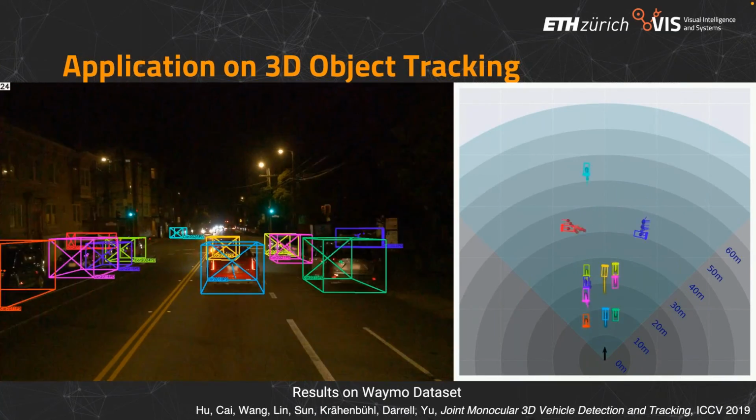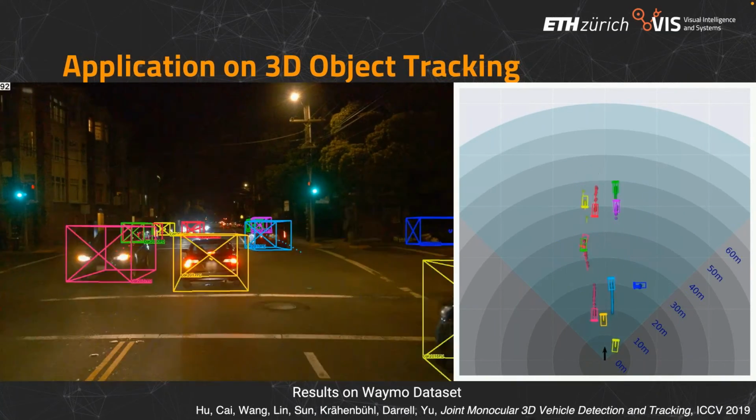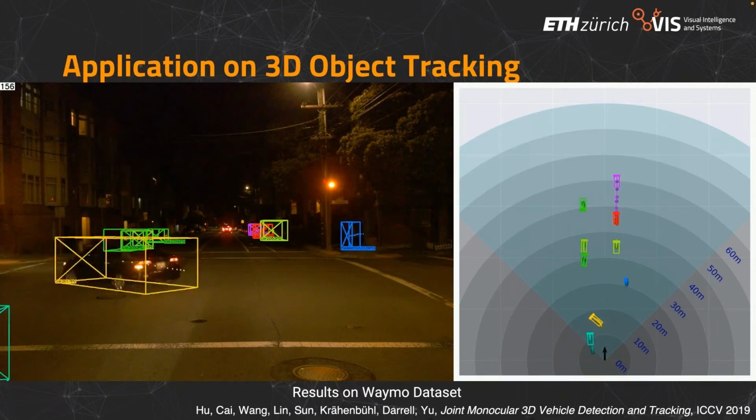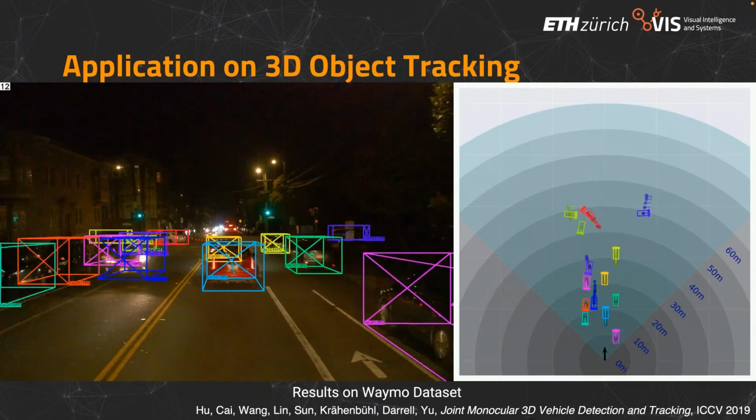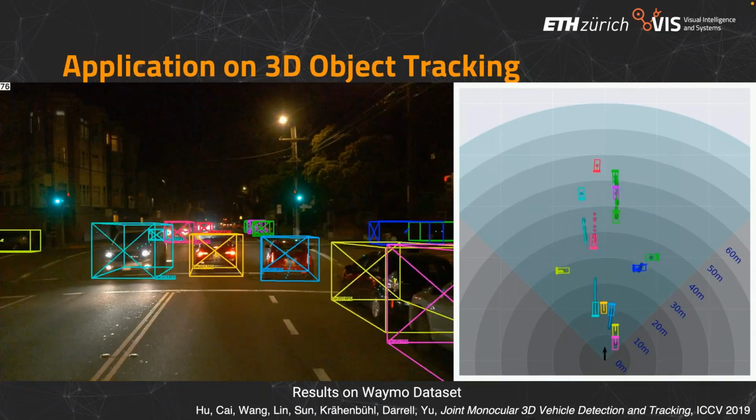So again, we achieve all those results without turning to a 3D LiDAR. We are only using the monocular camera information.